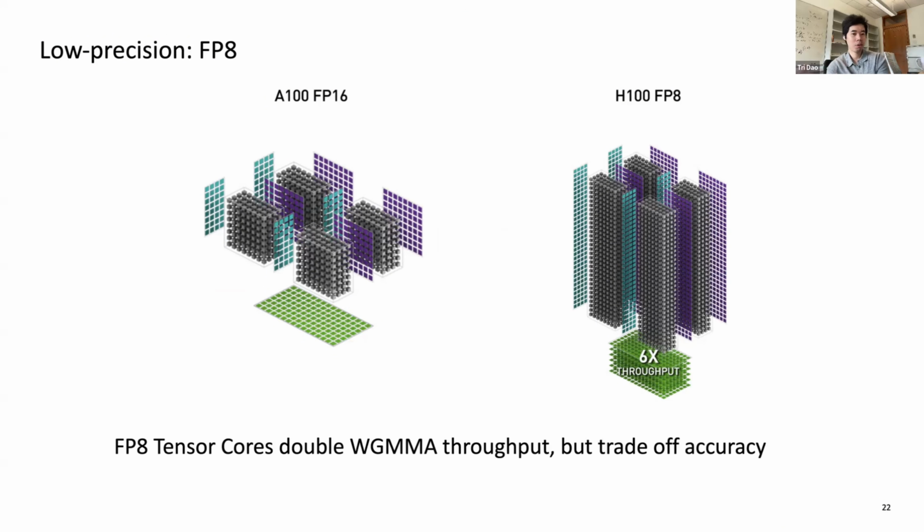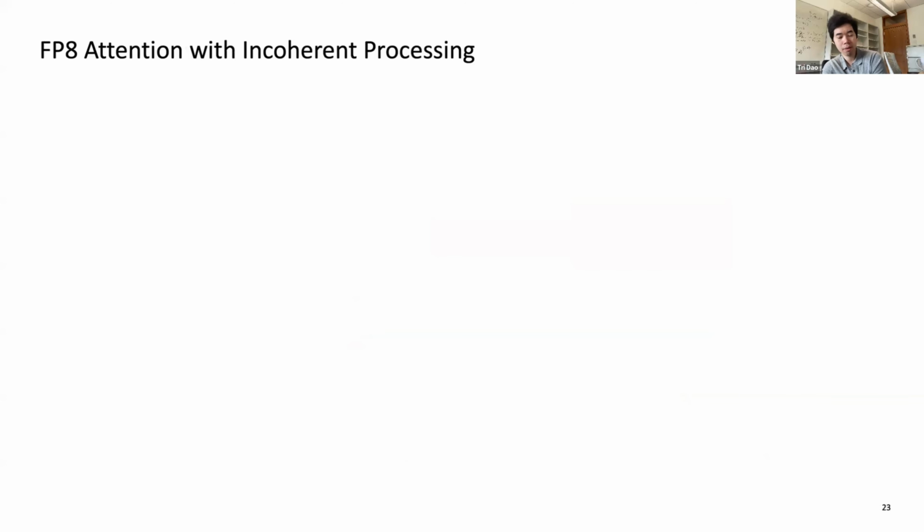One more new feature of the hardware is that it supports lower precision. Why do we want to do this? It can double the tensor core throughput. It would reduce the size of the KV cache by half, but it has certain implications in terms of accuracy, right? And one technique to deal with the lower numerical error is called incoherent processing, and this has been around for a while.